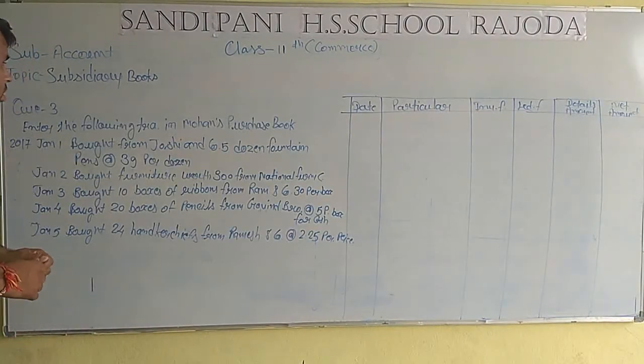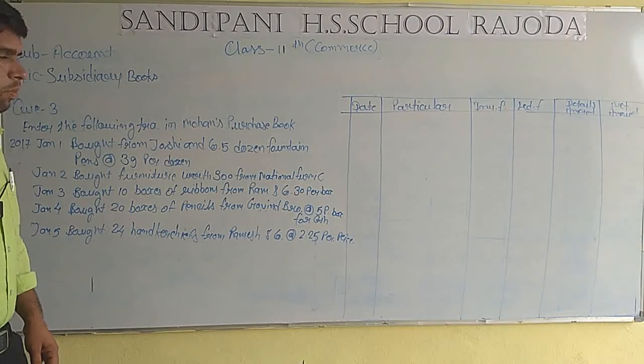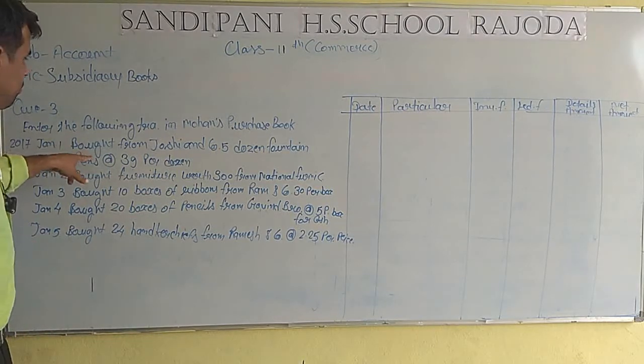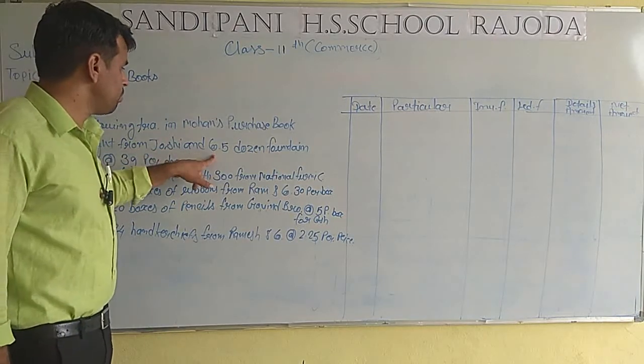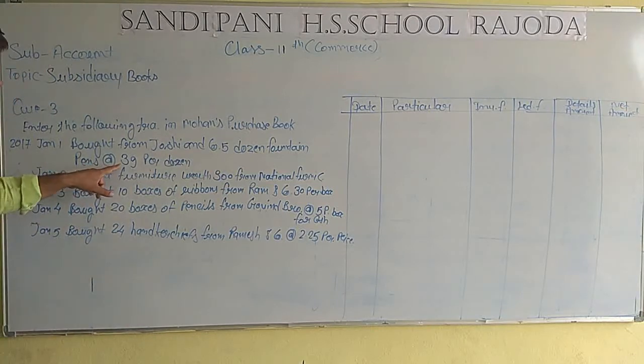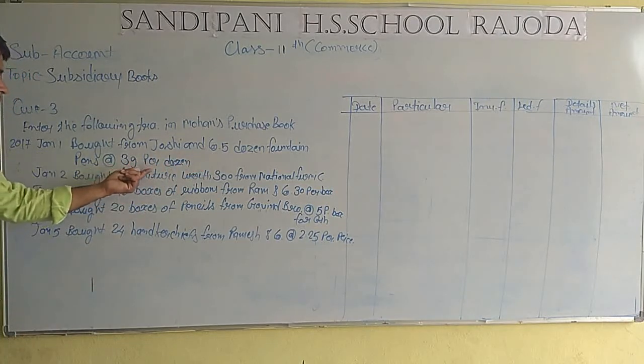Okay students, now we will solve question number 3. In question number 3 the information is given: enter the following transactions in Mohan's purchase book. Now again we have to make the purchase book of Mohan. 2017 January 1st, bought from Joshi and Company 5 dozen fountain pens at the rate of 39 per dozen. Okay, fountain pens bought, 5 dozen, at 39 per dozen.